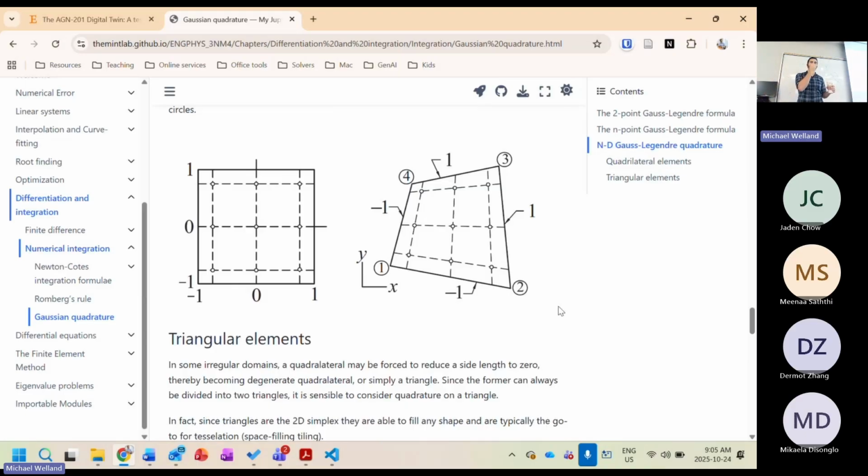Does that make sense? You could take a triangle, shrink one of the sides, but now you have a line. It's no longer a two-dimensional object. If you have a square, you shrink one of the sides to 0, you get a triangle. It's still 2D. I think that term is simplex, but don't quote me on that one.